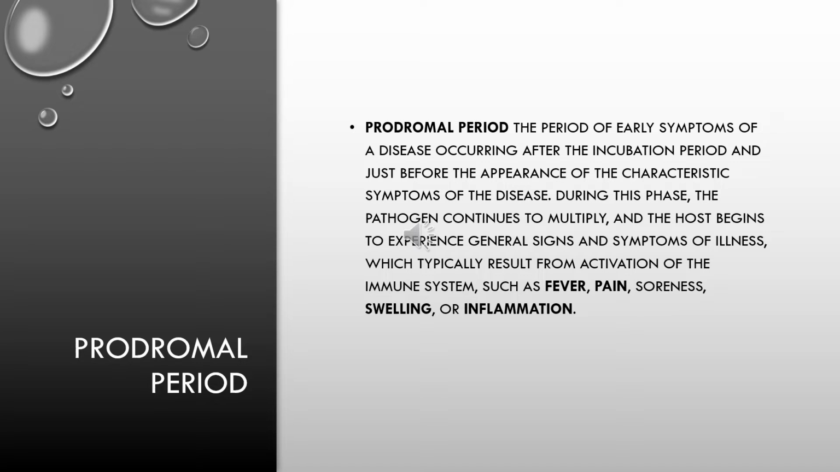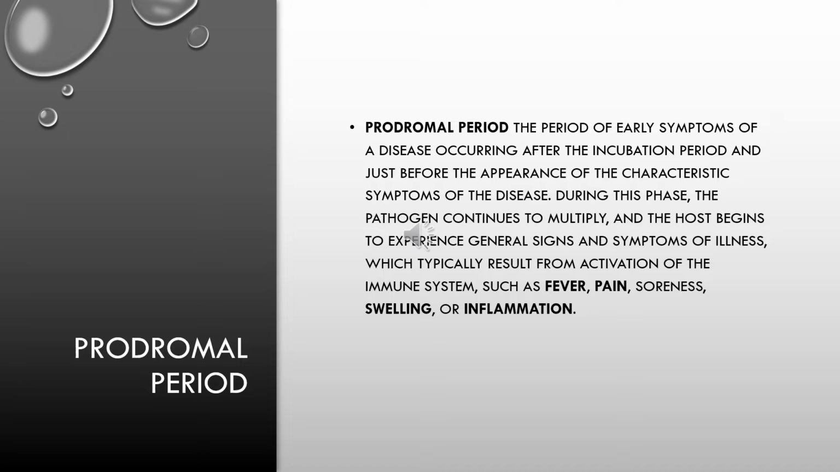Before the characteristics. So during this phase, the pathogen will also continue to multiply. And like I said, you'll have those general signs and symptoms that something's not quite right. This is usually a result of the activation of your immune system. So all these things make sense if you know about your immune system and how it works.